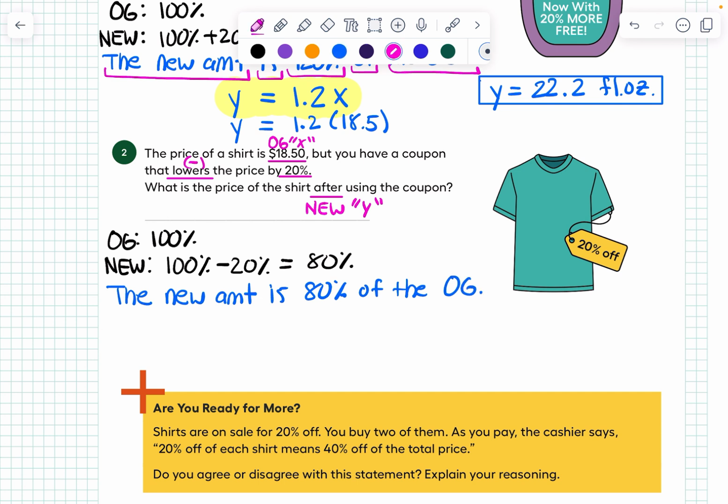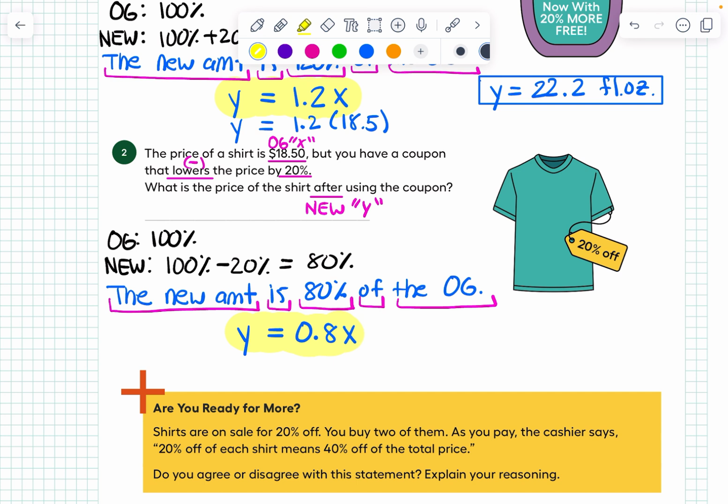Okay? And piece by piece, we're going to dissect this into an equation. We use Y to represent the new amount. Equals means equals. 80% as a decimal is 0.8. Of means to multiply. And the variable for the OG is X. So again, this is the magical equation right there. Y equals 0.8x.